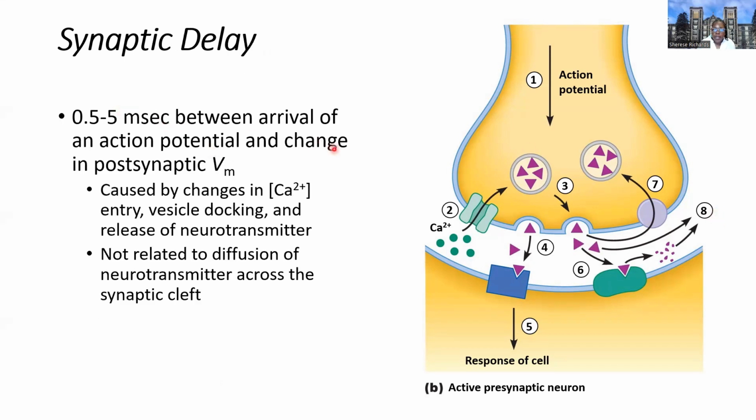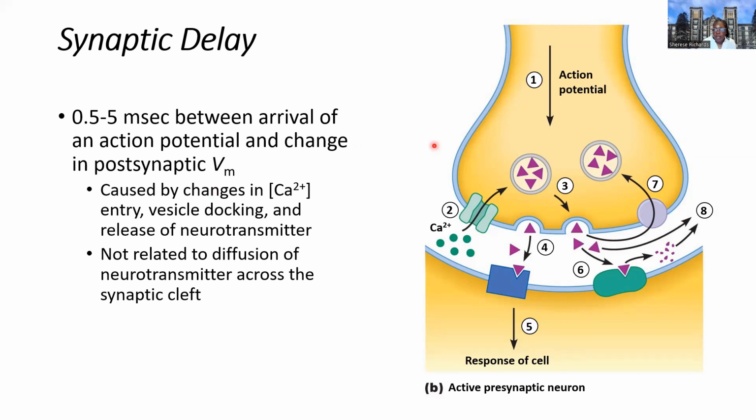Now, the delay between the arrival of the action potential and the signal being sent on the adjacent neuron, which is going to be a membrane potential change on the postsynaptic neuron, there's a 0.5 to 5 millisecond delay. And the reason for that is because it takes time for calcium to trigger exocytosis. So calcium needs to enter the presynaptic side and then trigger these vesicles to move close to the actual edge of the axon terminal. So that takes a lot of time. It is not due to the diffusion across the cleft.